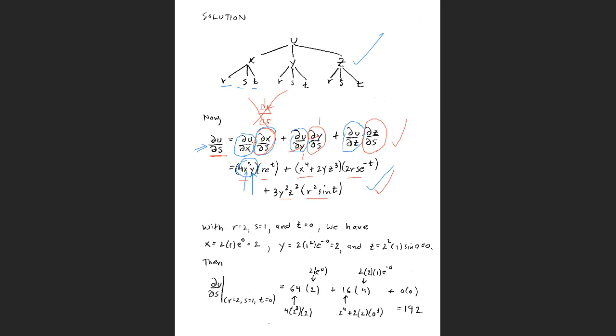Just evaluate what x is, what y is, and what z is for when r equals 2, s equals 1, and t equals 0. And then substitute everything in this formula here. Okay? So it'll make your life a little easier. And in the end, the answer is going to be 192.